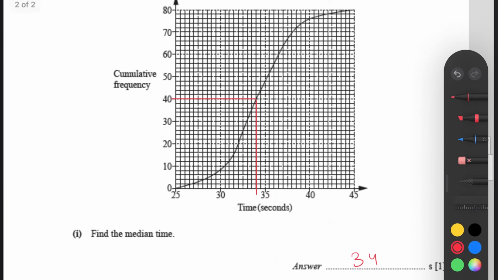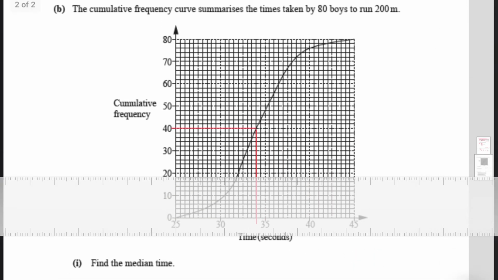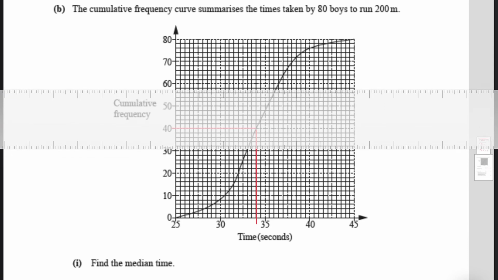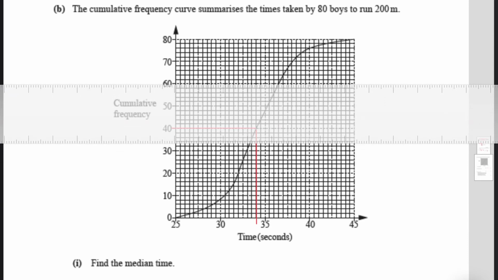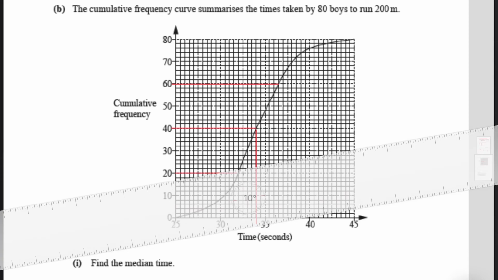In order to find the interquartile range, you would need to multiply 80 by 3 over 4 to get the upper quartile. 80 times 3 is 240, divided by 4 is 60. So you draw a horizontal line at this point at 60. And then you need to do 80 times 1 over 4, which gives us 20. So you draw a horizontal line at 20, which would be the lower quartile.